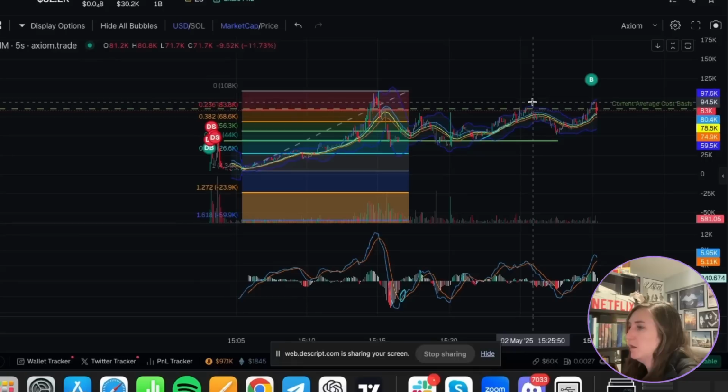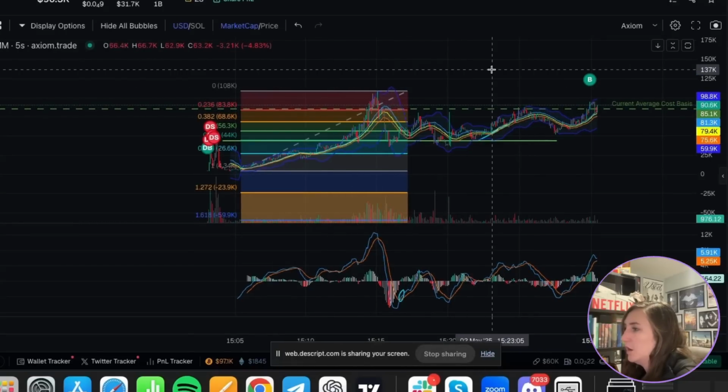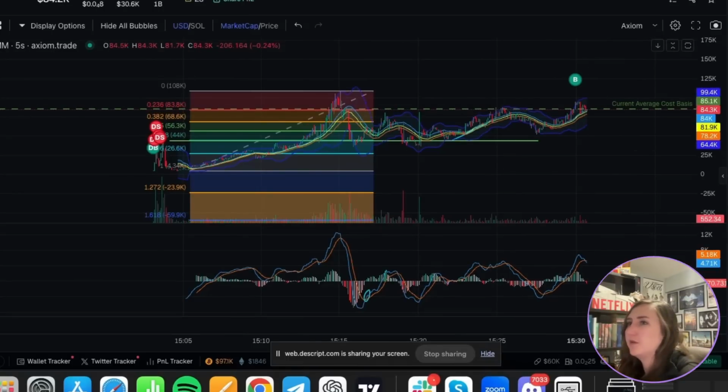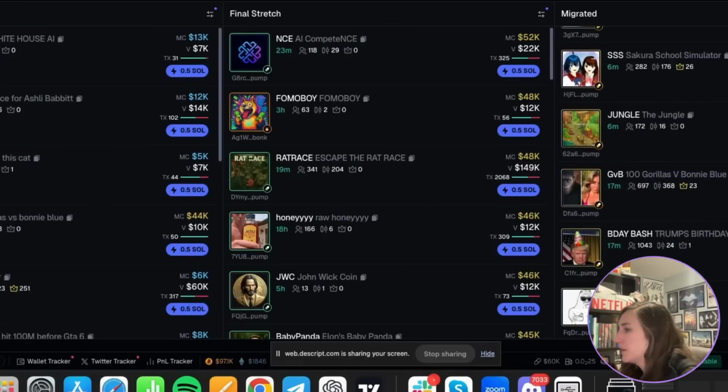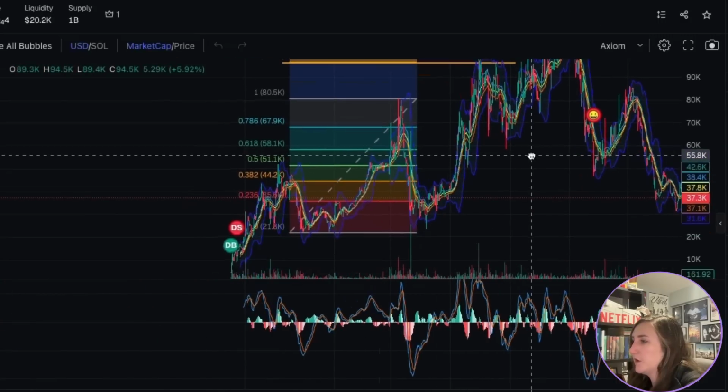So it might be making a lower low here with this original top. Our Bollinger Bands are now spaced out. I'm going to keep moving along. See what else. So let's look at a couple other coins here that I was looking at earlier.